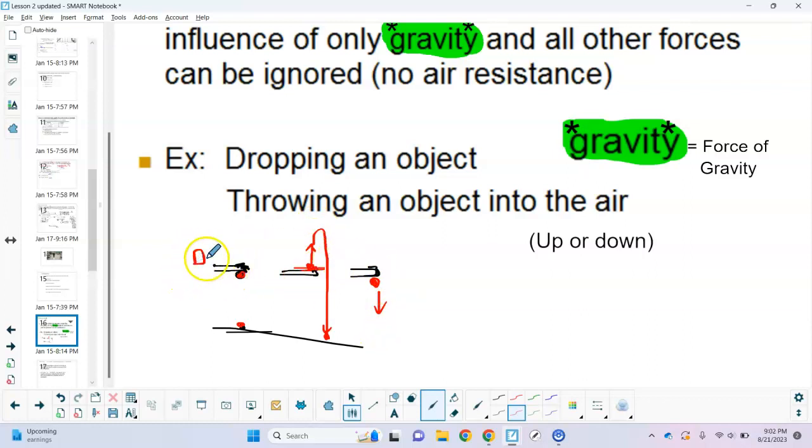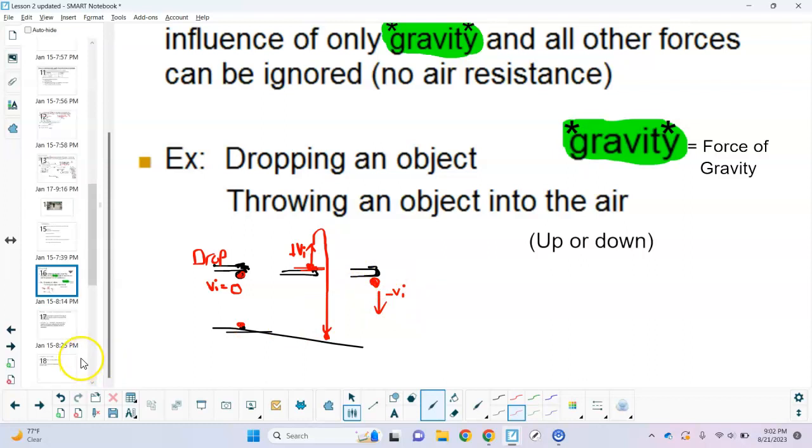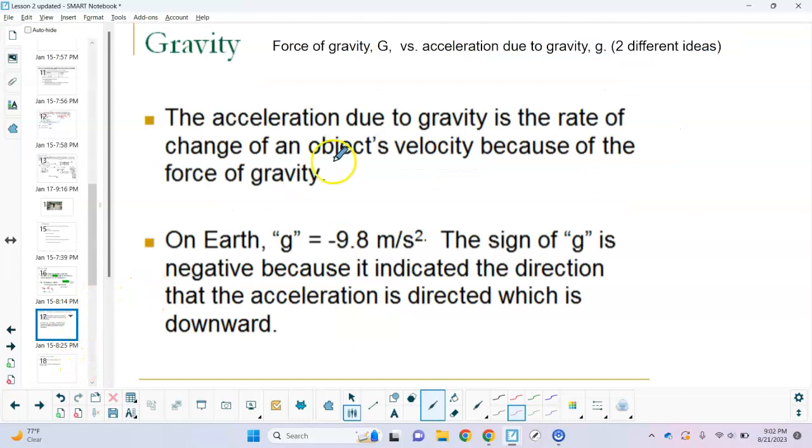This was just dropping it. So if I drop something, that means it's starting from rest, so again, the initial velocity in this case would be 0. This has a positive initial velocity, so a positive Vi, and this would have a negative Vi. And all of those are free fall, at least in between the time period when gravity is the only force acting. So that is the key thing: gravity is the only force acting on the object.